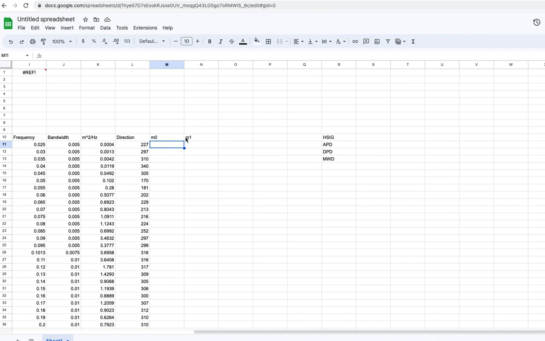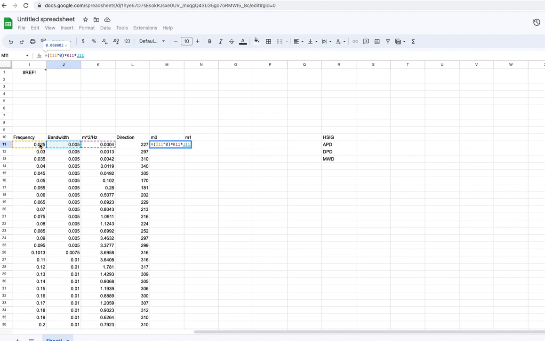M0 and M1 are very important. The use of going up to M4 is also important, but just for today, we're going to talk about M0 and M1. So basically, there's a formula for these moments, and we'll start with our equal sign. Take the frequency and raise it to the power of the moment, so that's just 0. I'll be extra cautious with my parentheses. Then you multiply it by the energy, and then you multiply it by the bandwidth.